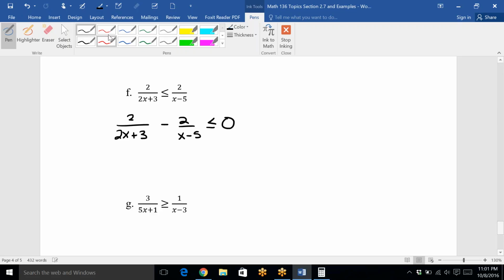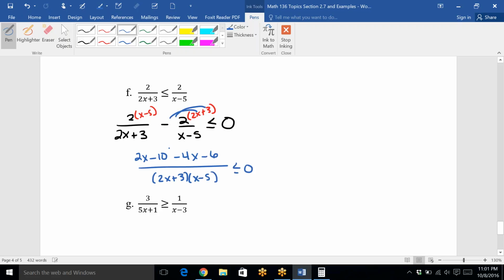So if we try to get a common denominator, I'm going to multiply this side by x minus 5 and this side by 2x plus 3. So that gives me 2x minus 10. Be careful here, this negative needs to get distributed with the 2. So that'd be minus 4x minus 6, all over 2x plus 3 times x minus 5, less than or equal to 0. Combine what we can on top, so that's -2x minus 16 over 2x plus 3 times x minus 5, less than or equal to 0.